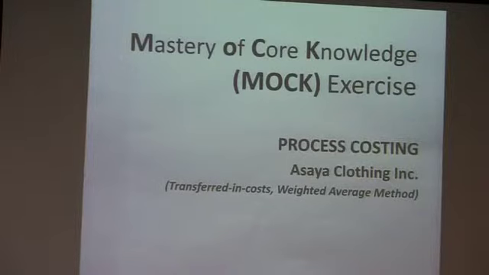For this mock exercise, we're going to take a look at processing cost. Essentially, there are two methods to analyze processing cost. One is called the weighted average, and the other is called the FIFO method. So we're going to take a look at the weighted average, and we're going to use the question called ASEA Clothing Inc. to illustrate analyzing the processing costs using the weighted average method.